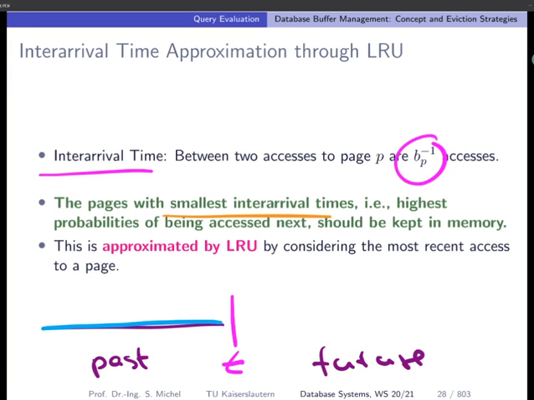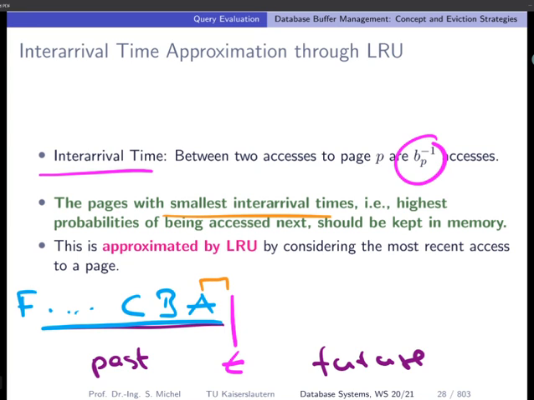That means you want to keep those with the highest probability of being accessed next. What does it mean? Well, if you have seen how LRU works previously, we would keep pages which are accessed in the recent past, for instance A and B and C, but maybe not F, which was long ago, right?